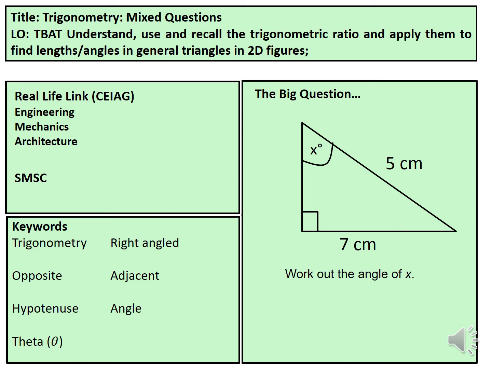Alright guys, this is Trigonometry lesson 5, and today we are going to look at mixed questions. It's going to look at all the trigonometric ratios that we have looked at in the last 4 lessons. So we need to find the lengths and angles of any right angle triangle.